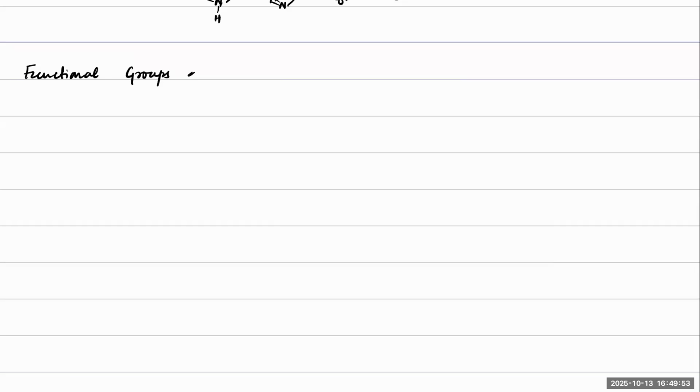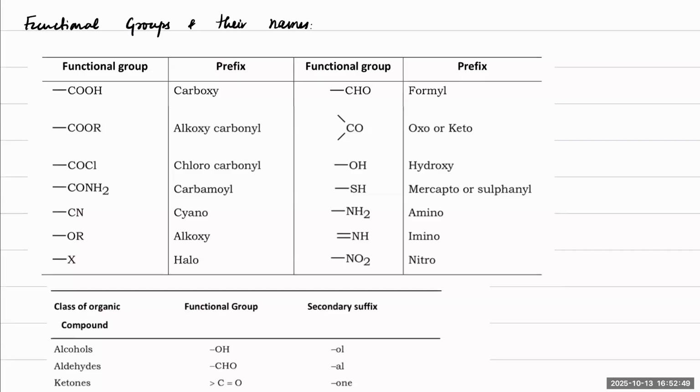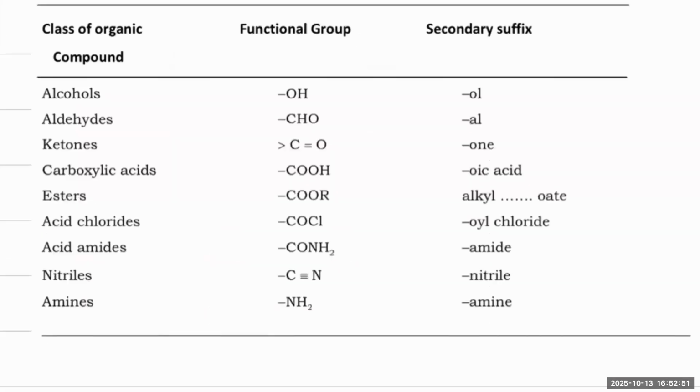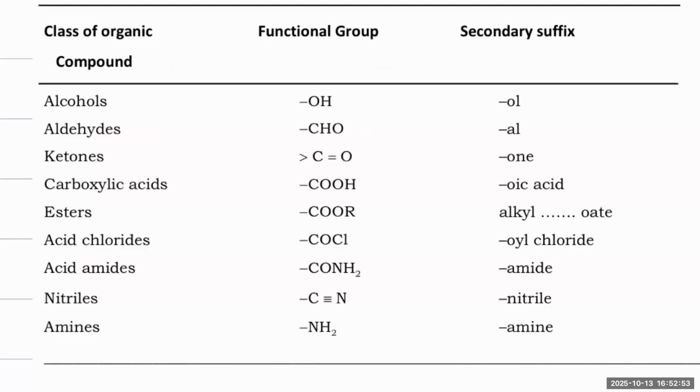Functional groups and their names. Whenever there is a functional group, it will have two names: one is called the prefix name, the other is the suffix name. What we will use as a prefix name and what we will use as a suffix name is the first thing we should know. First, what you need to know is the class of organic compounds, the functional group, and the secondary suffix on it.